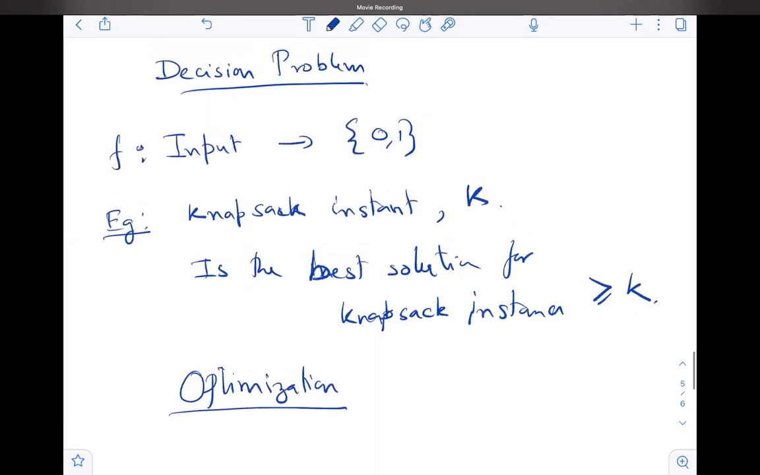And the decision problem is: is there a solution which achieves something bigger than this value? Or is there a solution that achieves something lesser than this value? So you can see that these two are related to each other. I have not formally defined how the knapsack problem and the decision version of these problems are related, but you can see it somewhat.